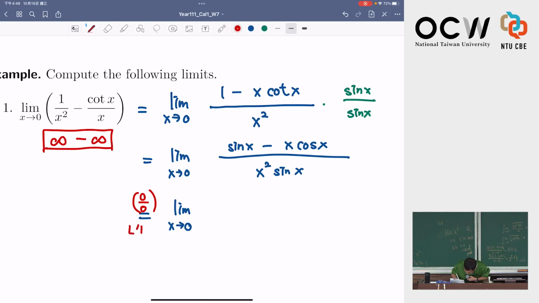So let me do the L'Hopital. Let me differentiate the numerator, then you will get cosine x minus cosine x, and then plus x sine x. Check, okay, check.